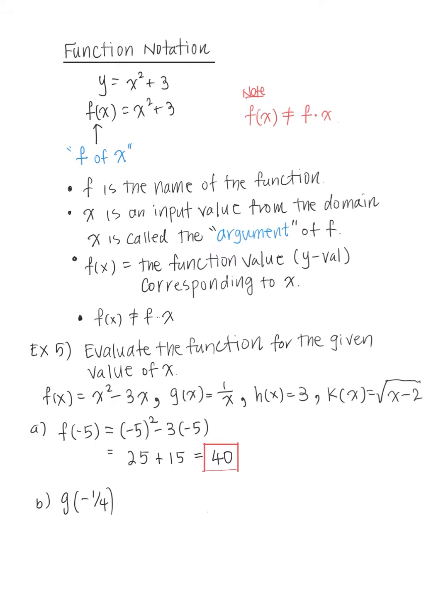The next one is g of -1/4. So what we need to do is look at function g and replace its x with what's in the parentheses here. So here you're going to replace x with -1/4. So this x here becomes -1/4. All right, let's take this very slowly. So then this becomes 1 over -1/4. Now, don't stop there. We're still going to have to simplify this.